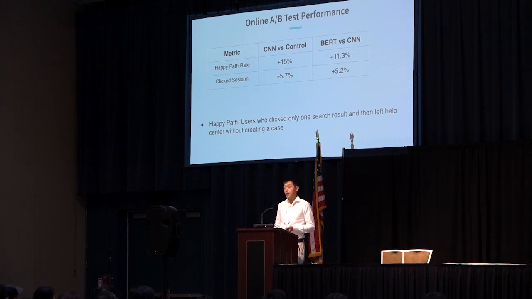So we can see that happy pass, of course, becomes much better after we implement CNN, where the control is keyword matching here. So after we launch CNN, it becomes much better. After we launch BERT, it's even better.